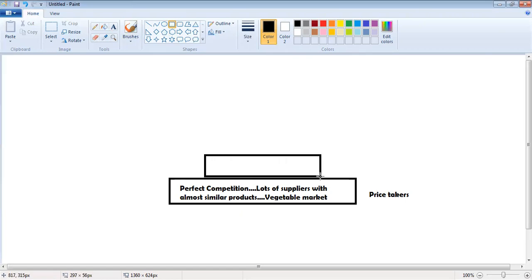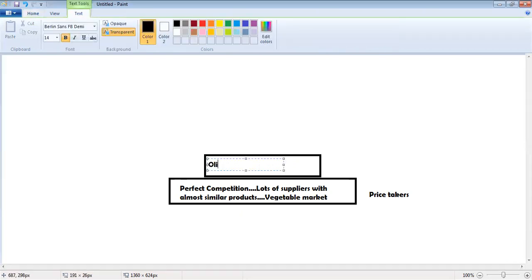what we get is oligopoly. Have you heard about this? Oligopoly. That means few large firms controlling the market. So maybe telecom or the mobile phone companies, they are in the oligopoly, right?